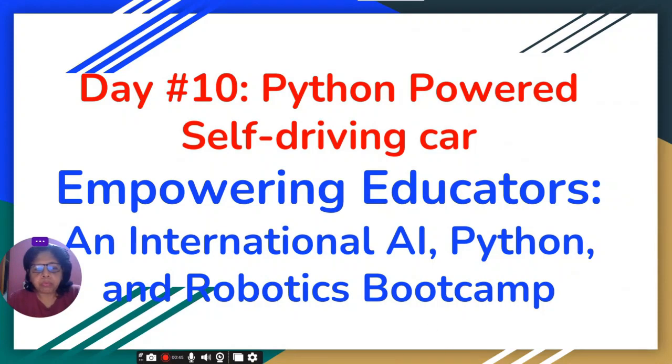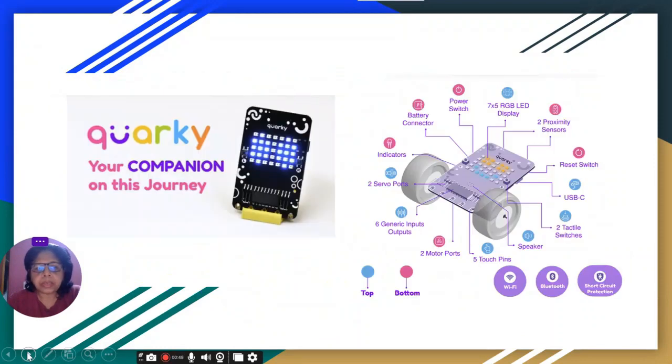For this one, we are using a device. We call it the Quarky. This is the companion on today's journey. And on the right hand side, I have shown some features of the Quarky. It can be attached through Wi-Fi, Bluetooth. So today I'm going to attach with the Bluetooth and give some commands, and my Quarky is working accordingly. So let us move to PictoBlox and see how it works.